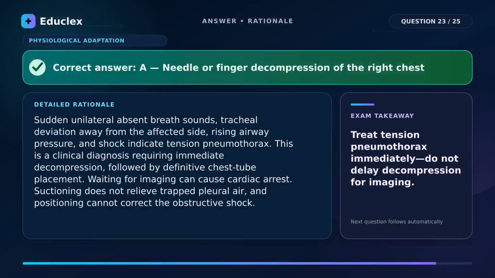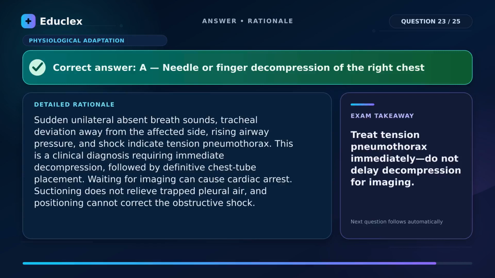The correct answer is A. Needle or finger decompression of the right chest. Here is the rationale. Sudden unilateral absent breath sounds, tracheal deviation away from the affected side, rising airway pressure, and shock indicate tension pneumothorax. This is a clinical diagnosis requiring immediate decompression, followed by definitive chest tube placement.